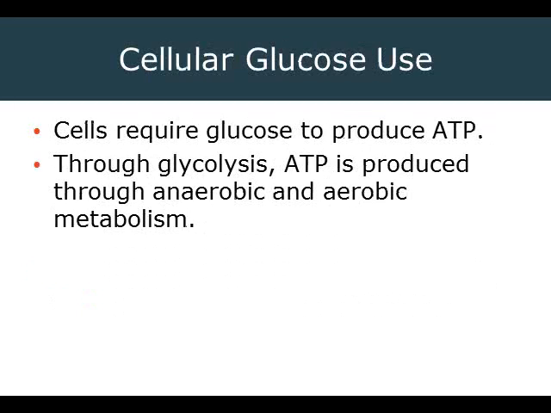All right, cells require glucose in order to produce ATP. We obviously know that. You have to have sugar in order to have energy. Sugar is what we use in conjunction with water and oxygen, our three main building blocks of life. And then through glycolysis, which is the breakdown of sugar, ATP is produced through anaerobic and aerobic metabolism. And typically the aerobic metabolism is what we like to run off of. It's the more efficient of the two.